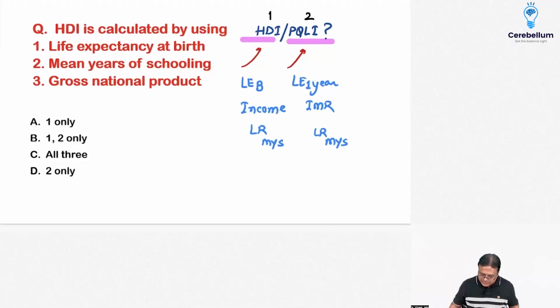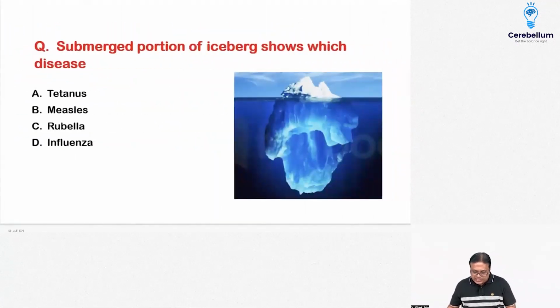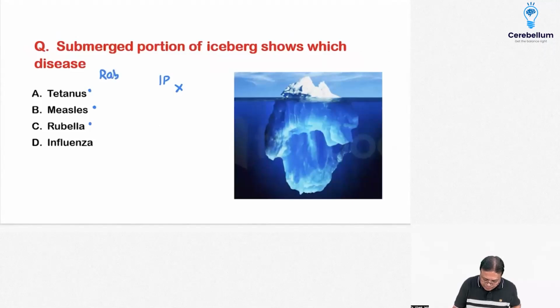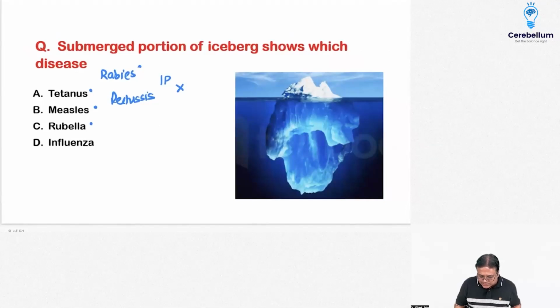Okay. Let's move further. Then there was: the submerged portion of the iceberg shows which disease. I think we have discussed in many sessions that the iceberg phenomenon is not shown mainly by 5 diseases. These are measles, rubella, tetanus, rabies, pertussis. So if they are showing a diagram like this, it has to be influenza which shows the iceberg phenomenon.